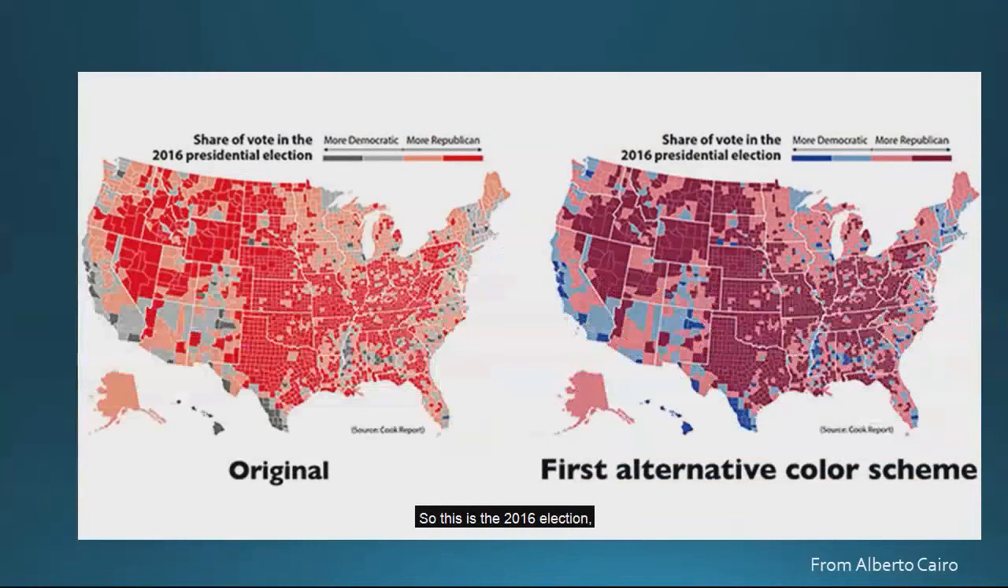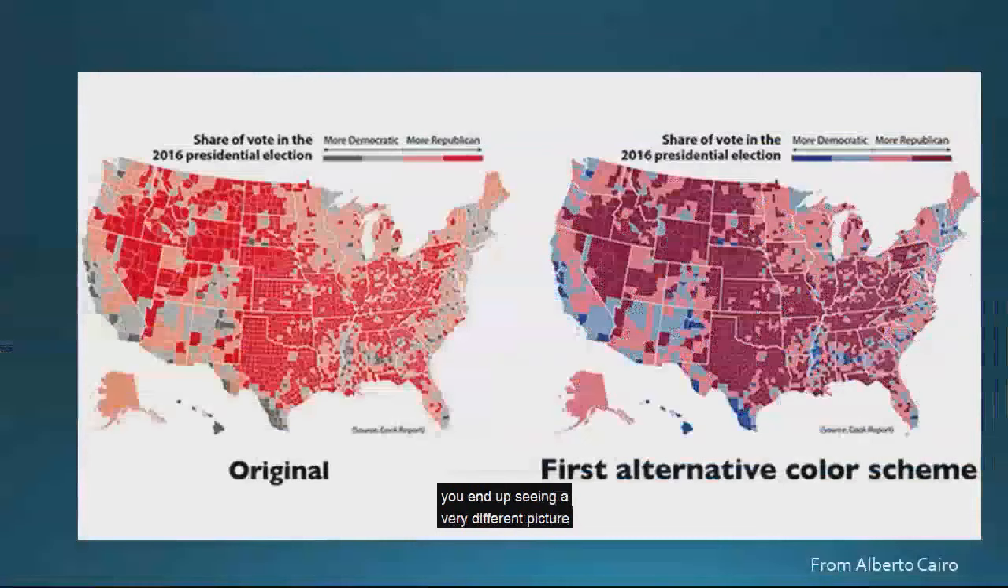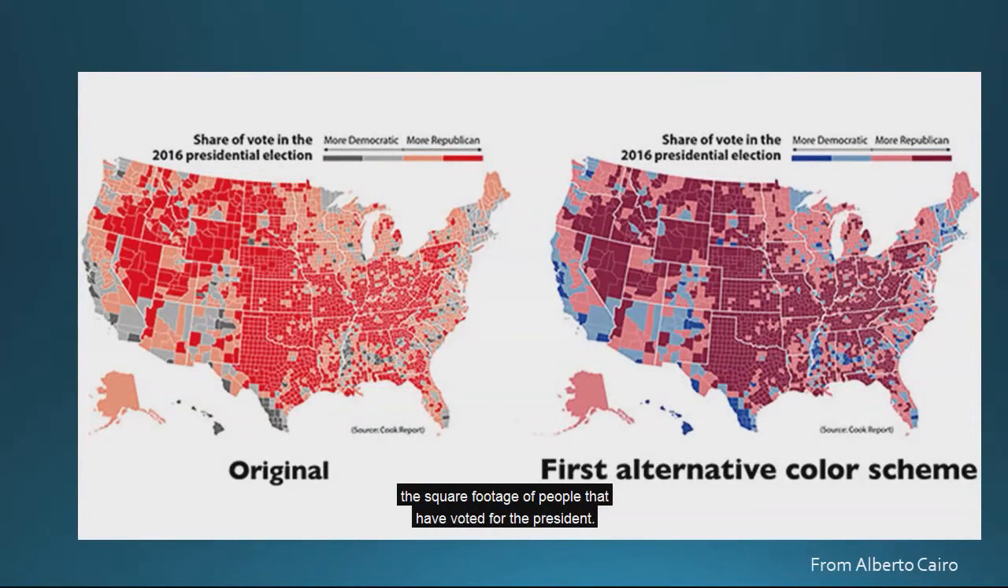So this is the 2016 election, and we'll come back to that a little bit later. And you can say, okay, look how red everything is. Well, it turns out that we are sensitive to colors in different ways. And if you actually show them with equal saturation, you end up seeing a very different picture just with the same numbers. And even that is somewhat misleading because what it's showing here really is the square footage of people that have voted for the president.